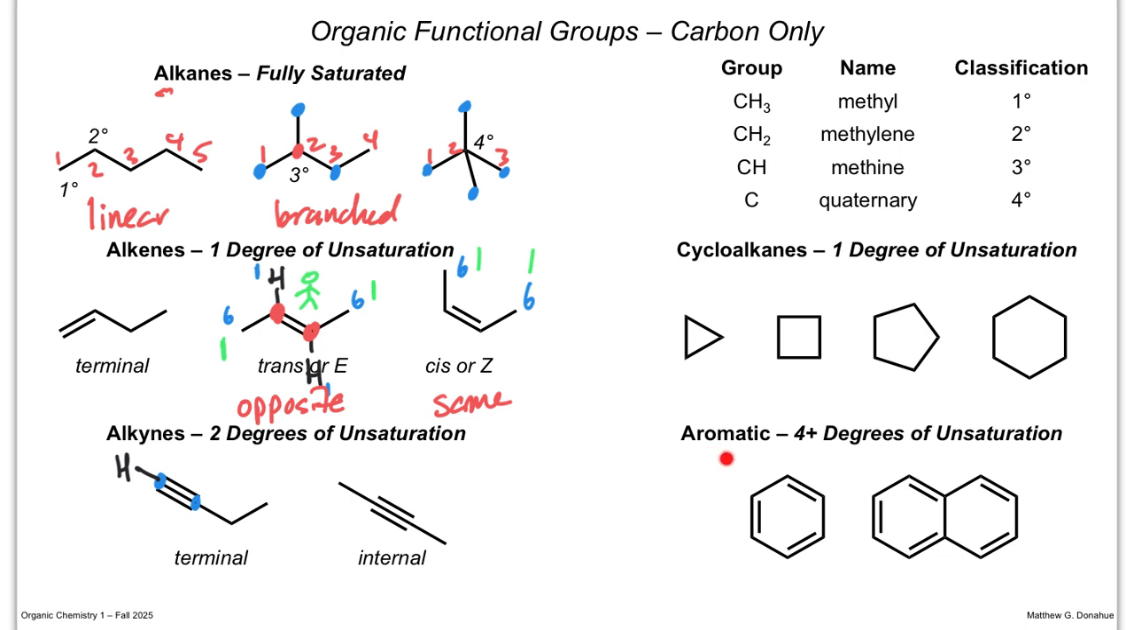Chemically, aromatic means something different structurally. So an aromatic compound has to have a ring and then the pi bond unsaturation. So it's a combination of both. This molecule is called benzene. So there's one ring and 3 pi bonds, so 4 degrees of unsaturation. The next molecule is called naphthalene.